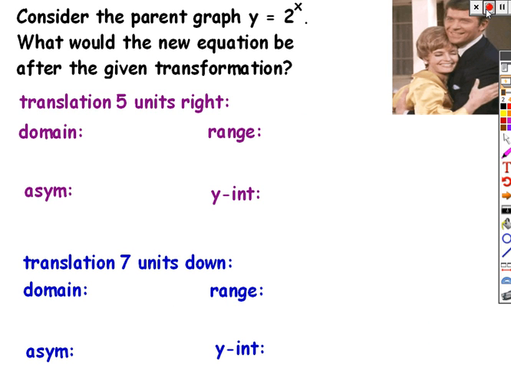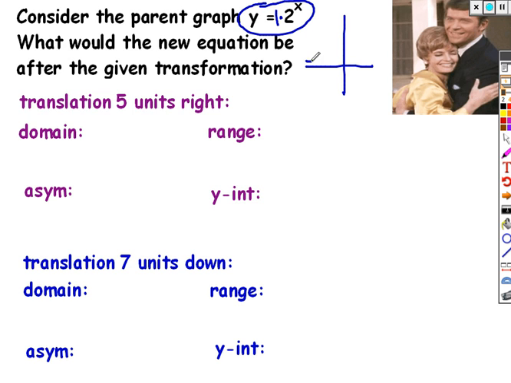So keep in mind these transformations as we move forward. Let's look at the parent graph y equals 2 to the x power. This is an exponential function. Your growth factor is 2, x is in the exponent, and this would be like 1 times 2 to the x power. So if you graph it, it's going to look something like this.